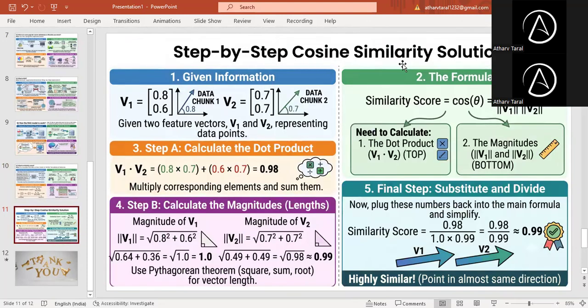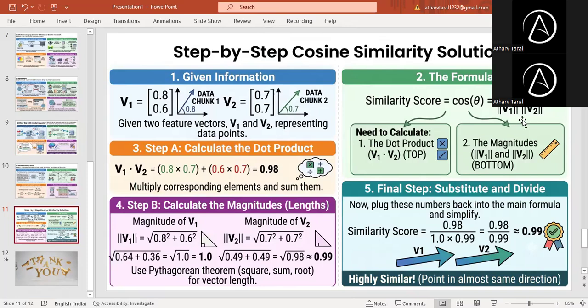Here is the step by step cosine similarity solution. First, the given information: vector 1 is 0.8, 0.6 for data chunk 1, and vector 2 is 0.7, 0.7 for data chunk 2. So, given two vectors, v1 and v2, representing the points, we go to the next step, the formula. The similarity score formula is cosine theta equals the dot product of vector 1 and vector 2, divided by the magnitude of vector 1 multiplied by the magnitude of vector 2.